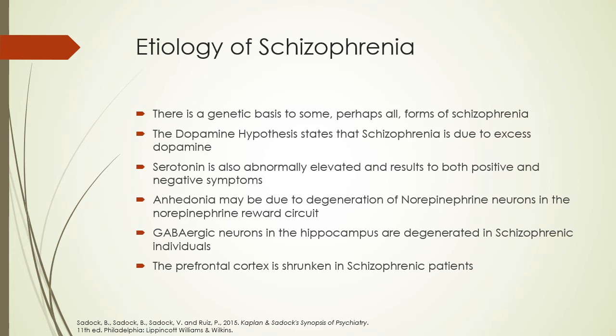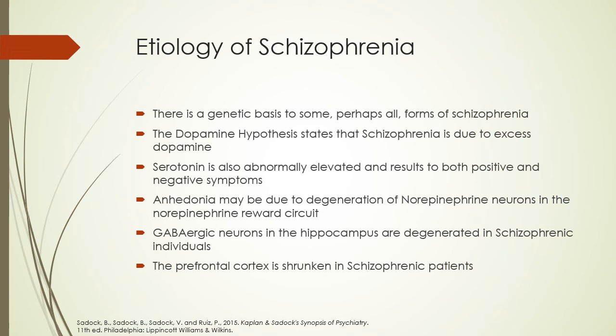When patients with schizophrenia have their brain autopsied, okay, they found out that this norepinephrine reward circuit is degenerated. So, this explains the findings of anhedonia in patients with schizophrenia. GABAergic neurons, which help tone down the activity of the brain, no? Which are found in the hippocampus, are also degenerated in schizophrenic individuals.